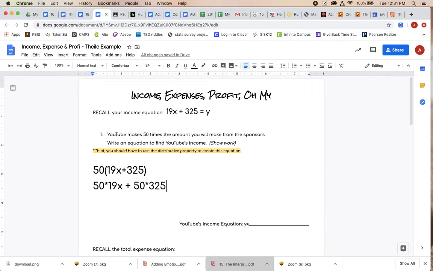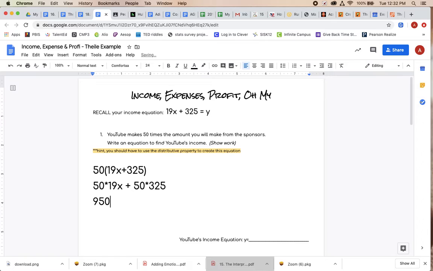Think of what the word distribute means. It means to pass out equally. So I pass out 50 equally to everybody inside my parentheses, and I just have to simplify that math. I have to do 50 times 19. I'm going to quickly calculate that, and that's 950 x's.